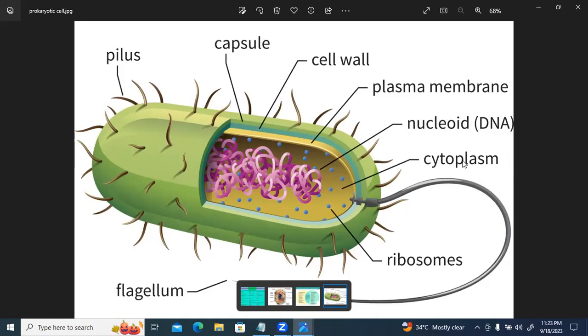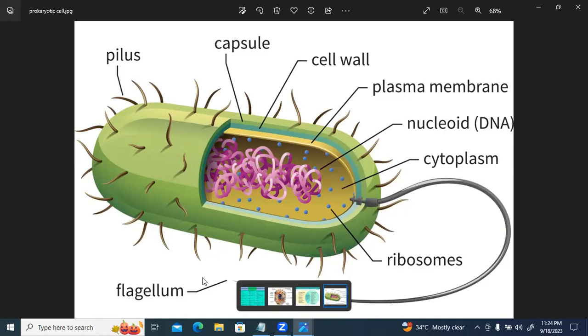Cytoplasm is the basic matrix which is present in prokaryotes as well as in eukaryotes. It provides a basal matrix in which all the organelles will be embedded. Ribosomes are the protein factories in prokaryotes as well as in eukaryotes. The only difference is that in prokaryotes we have 70S ribosomes, and in eukaryotes we'll have 80S ribosomes. Now, what is the difference between 70S and 80S? It will be taken up in detail when we study ribosomes.